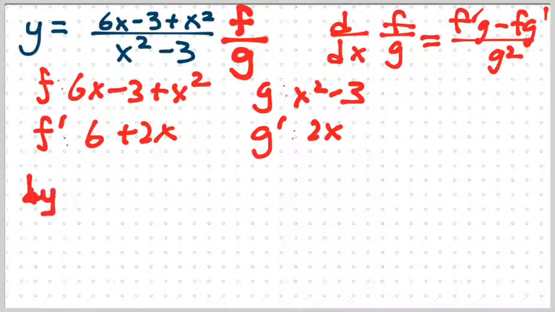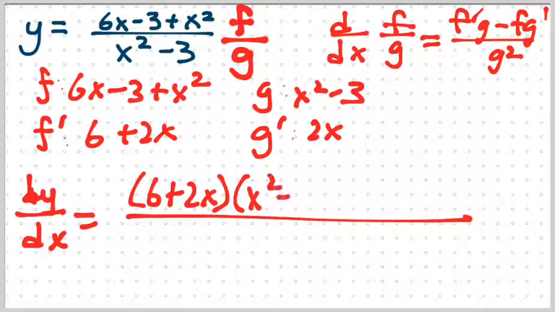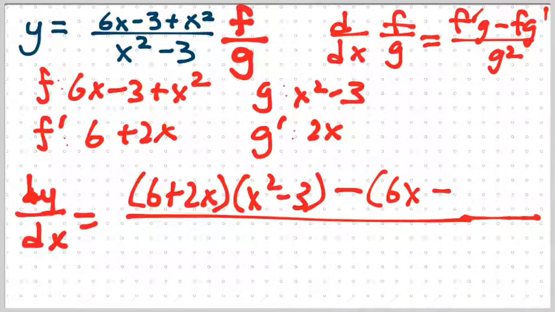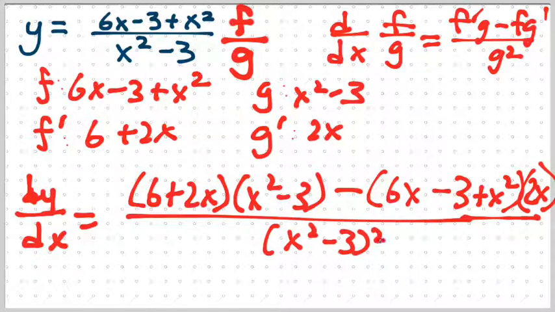So the derivative of the original function is f prime g minus f g prime. So f prime is 6 plus 2x. G is x squared minus 3. F prime g minus f, which is this, times g prime, which is 2x. Can't quite fit it in. Over the original bottom squared, over g squared. Not g prime, but just g.